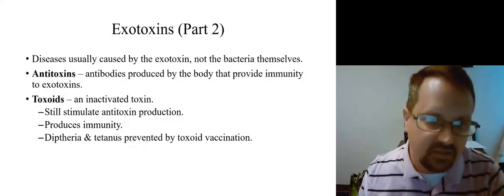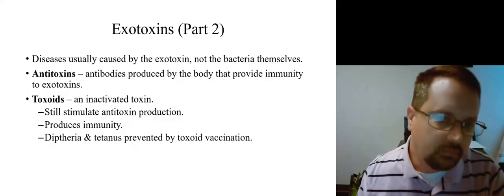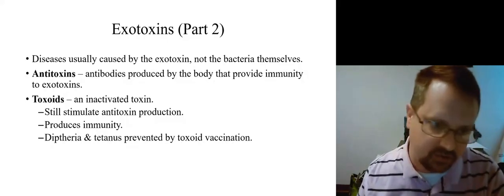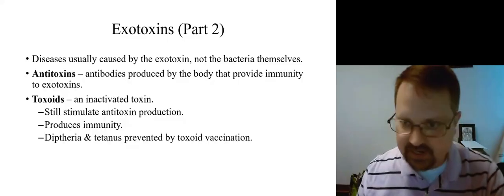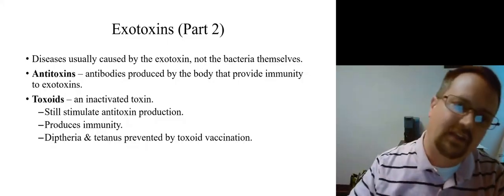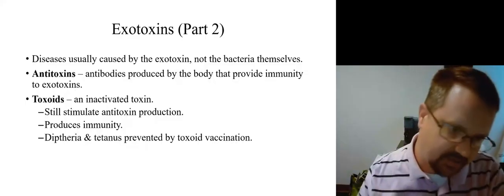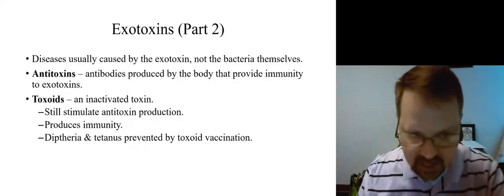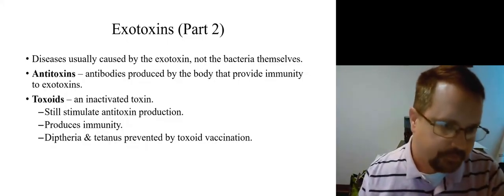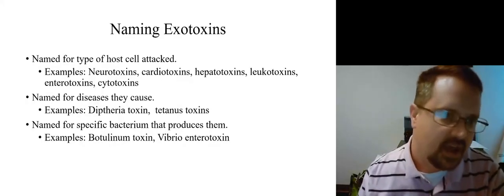A toxoid is an inactive toxin. So we do toxoid vaccinations, a toxoid vaccine, like with diphtheria and tetanus. We don't actually go against the bacteria, we go against the toxin that diphtheria produces and tetanus produces. Okay, the diphtheria toxin and the tetanus toxin, from the bacteria that make diphtheria and tetanus happen. Okay, and we produce immunity with the toxoids.